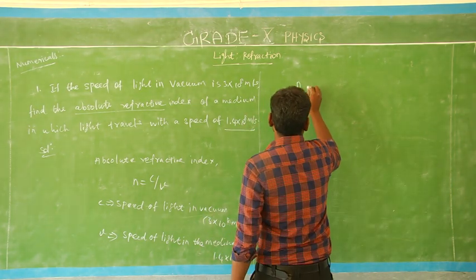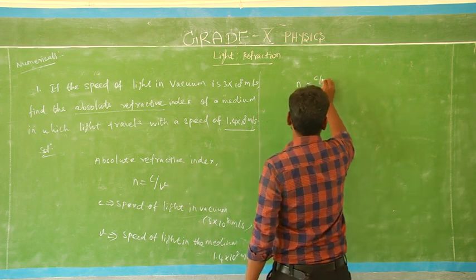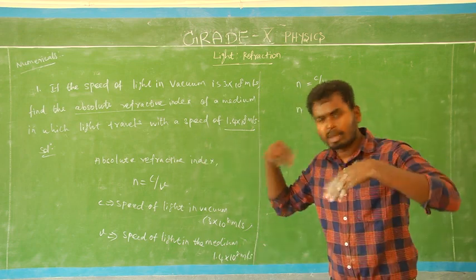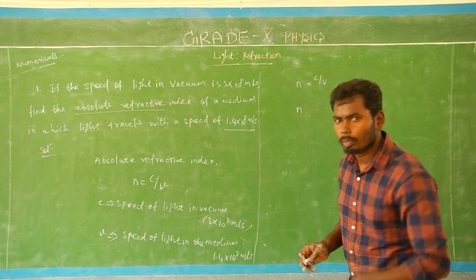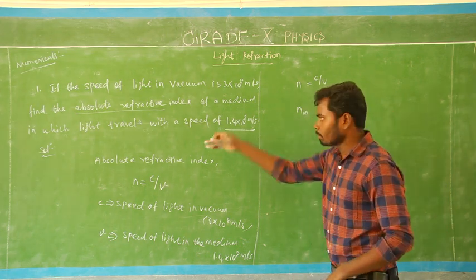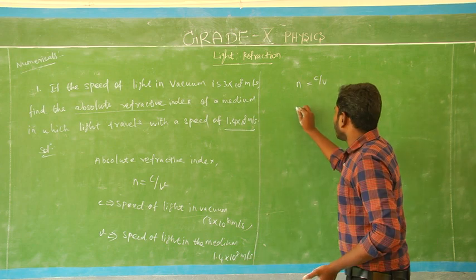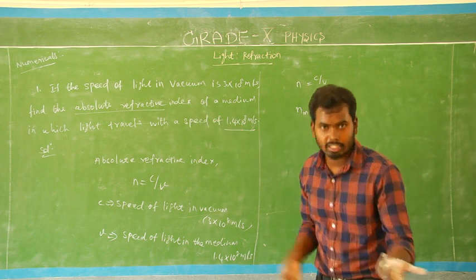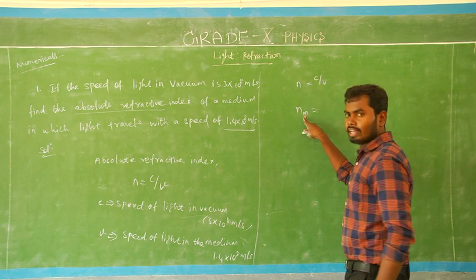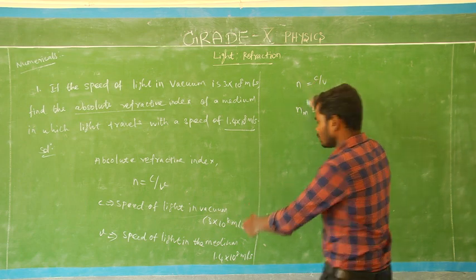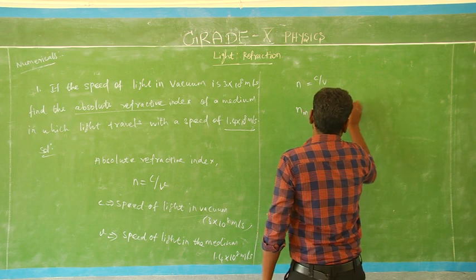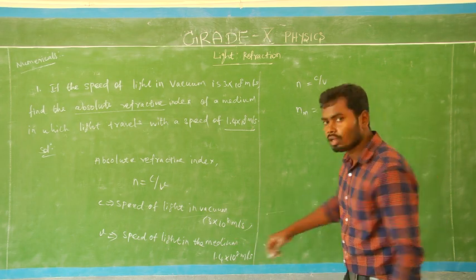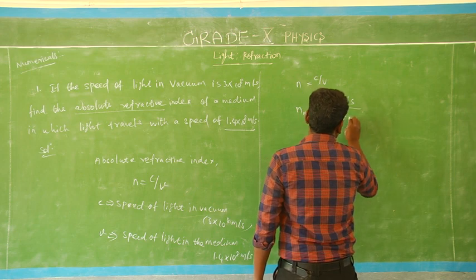So n is equal to c by v. The medium name is not given, so we should not mention any medium, just say medium. So the refractive index of that medium is equal to c, where the c value is 3 into 10 to the power 8 meter per second, and the v value, the speed of light in the particular medium, is 1.4 into 10 to the power 8 meter per second.